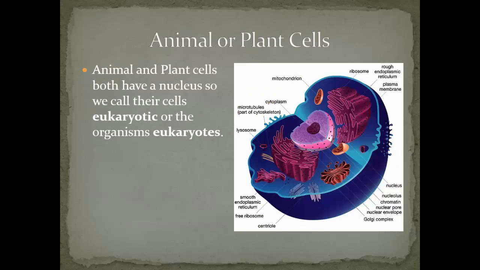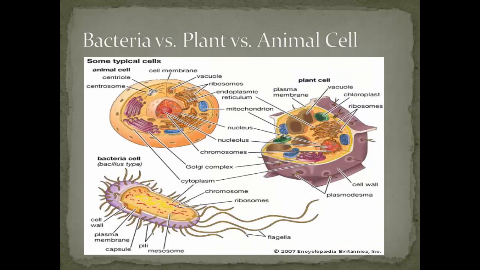Animal and plant cells both have a membrane-bound nucleus, so they're eukaryotic, as I explained. So here are the main differences: bacteria cell versus plant cell versus animal cell. Bacteria cells have a cell wall, actually made of something called peptidoglycan. The plant cell also has a cell wall, but the animal cell does not. The plant cell and the animal cell have a nucleus, but the bacteria cell has a nucleoid.